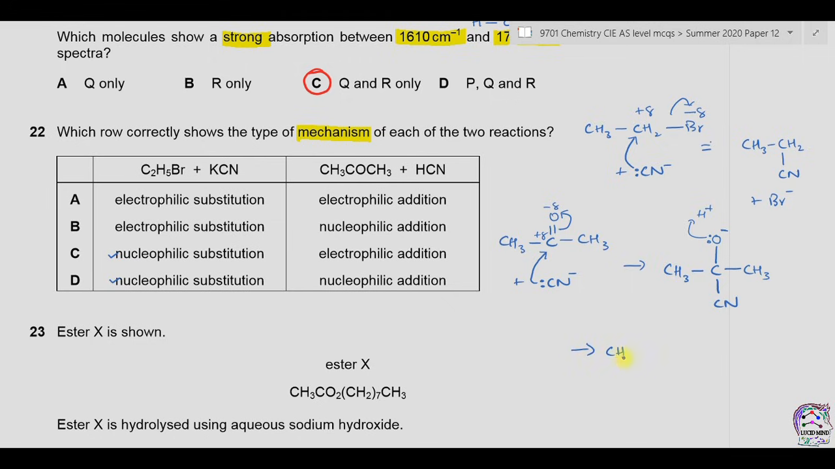So the product is hydroxynitrile. We have the OH group, cyanide group and CH3. Now in this reaction you can see that cyanide ion is being added, so this is addition. And again a nucleophile is involved, so this is nucleophilic addition. So the only option that is correct is part D.